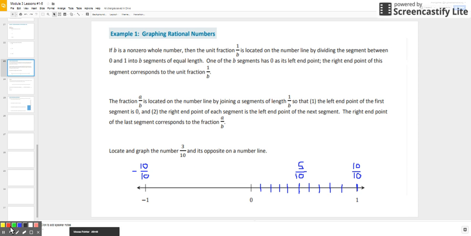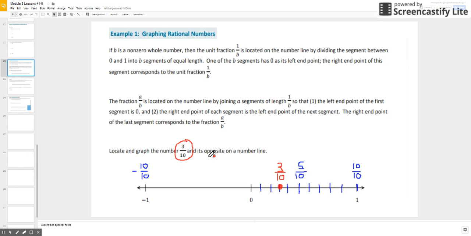So if I'm going to identify 3/10, I go ahead and mark it right here. This is my 3/10 spot. Of course, it's 1, 2, 3/10 over. I always like to say, label what you're marking.